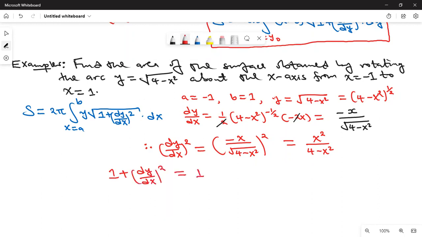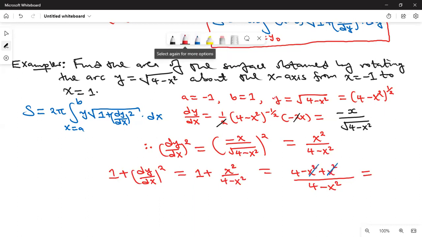This is the same as 1 plus x squared over 4 minus x squared. Get the LCM. LCM is 4 minus x squared. Here we'll have 4 minus x squared plus x squared. And so the x squared will cancel. This and this will cancel. So what we have there is simply 4 over 4 minus x squared.